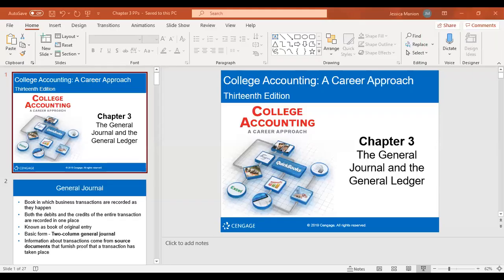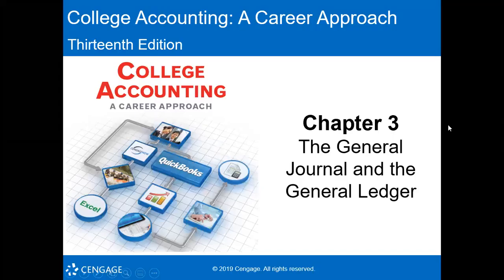So this again is chapter 3, and I just did the start slide. Okay, good. So you guys should hopefully be able to see the chapter 3 PowerPoints now. So chapter 3, you see the title is the General Journal and the General Ledger.